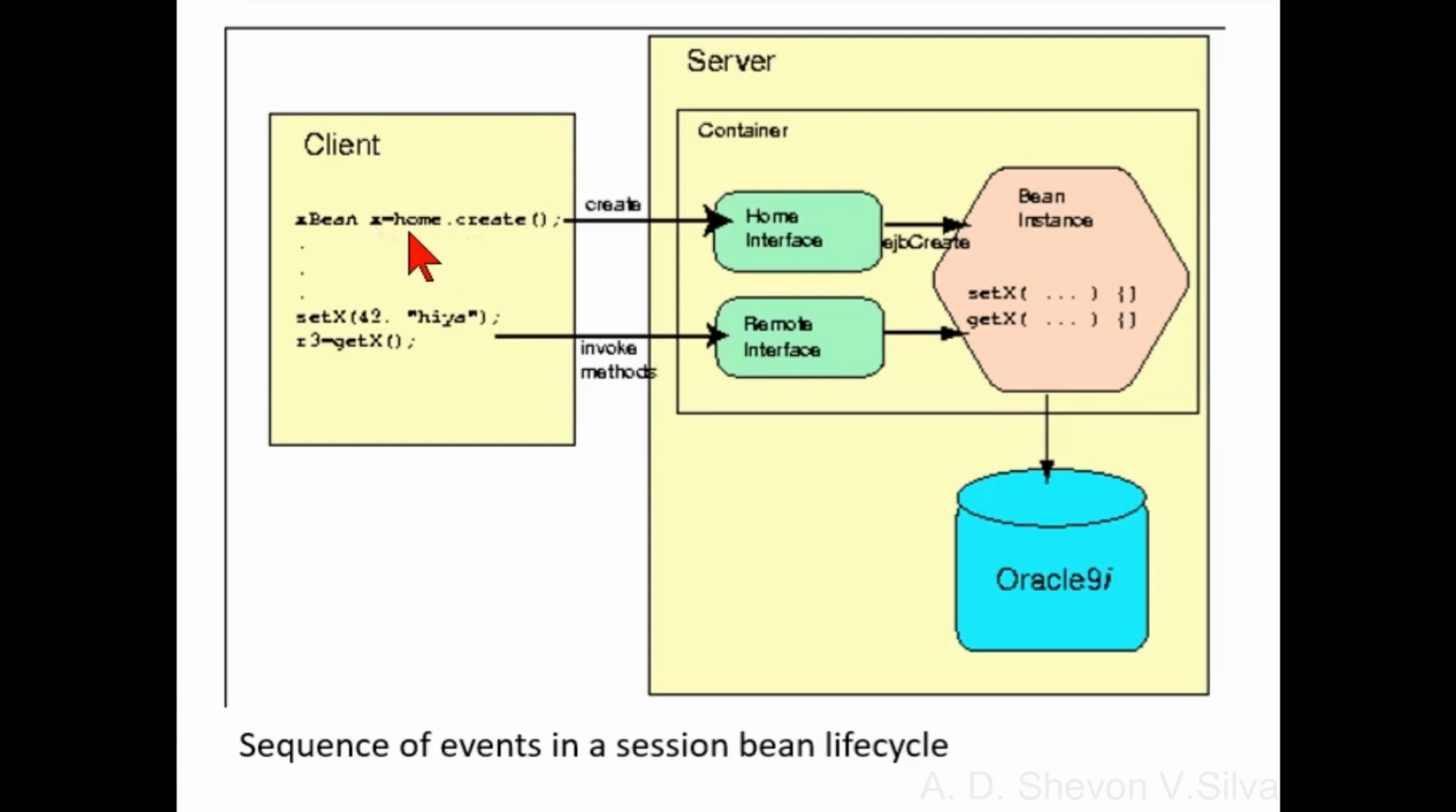Step 3, client 1 invokes the create method on home interface X. The bean instance is created within the session that was established on the JNDI lookup.